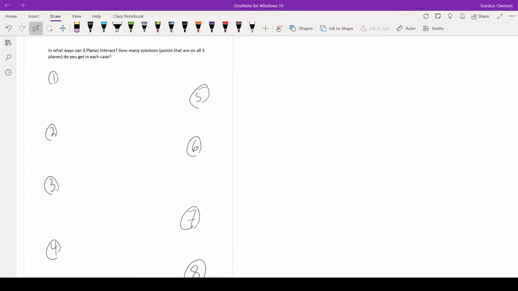And when I talk about solutions, I'm talking about points that are common to all 3 planes. So if a point's on 2 but not the 3rd, it's not going to count as a point of intersection of the 3 planes. If it's going to be a point of intersection of the 3 planes, it has to be on all 3 planes. Okay, so pause, see how many of the 8 you can come up with, and then I'm going to start to fill them in.